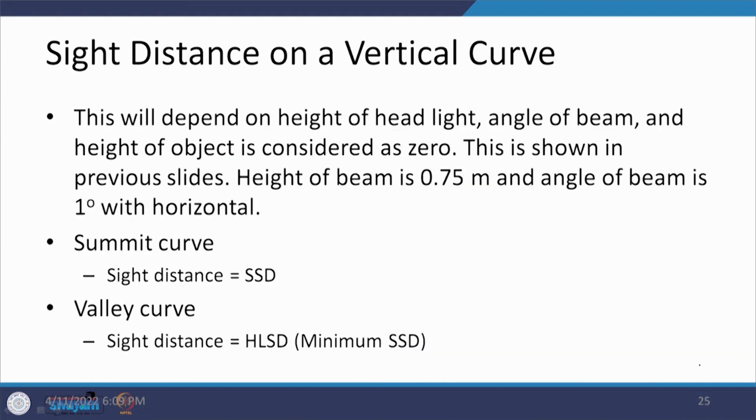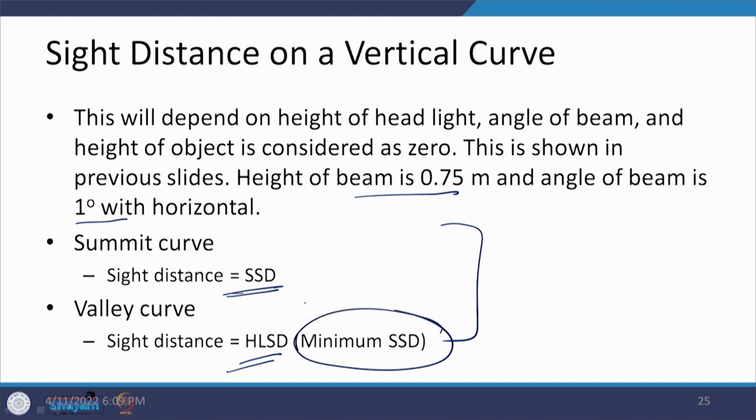So, it talks about the various heights: the height of beam as 0.75 meter, the angle as 1 degree, and therefore, in the case of summit curve it is equal to SSD, in the case of valley curve it is equal to HLSD with the minimum value of SSD. All of these things we are going to take further when we talk about the alignment in our further interactions.